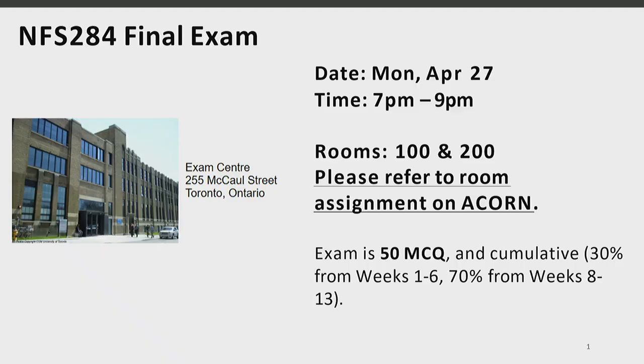Okay. And so it's in the exam center, rooms 100 and 200. The exam will be 50 multiple choice questions, similar to the type of questions that you saw on the midterm. And it's cumulative: 30% from the earlier weeks before, and then 70% from the last half that we've done.